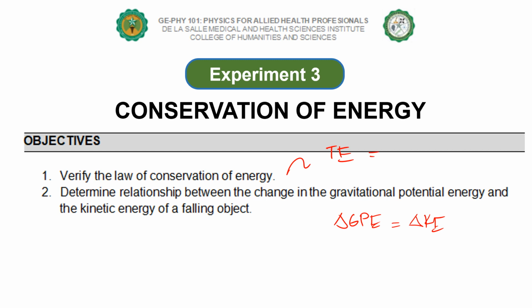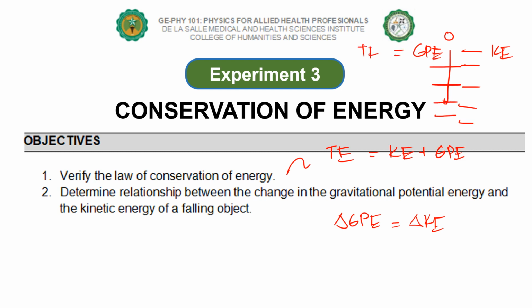To compute the total energy, this is kinetic energy plus gravitational potential energy. So meaning at any point here, after computing the KE and also the GPE, and then computing the total, the total energy at any point here should be conserved. So it should be equal. The sum of the GPE and the kinetic energy should always be the value of the total energy here. So it should be constant.